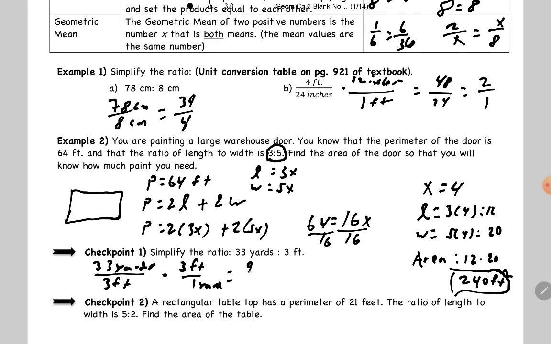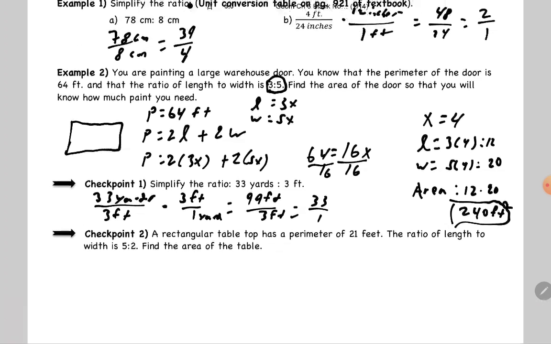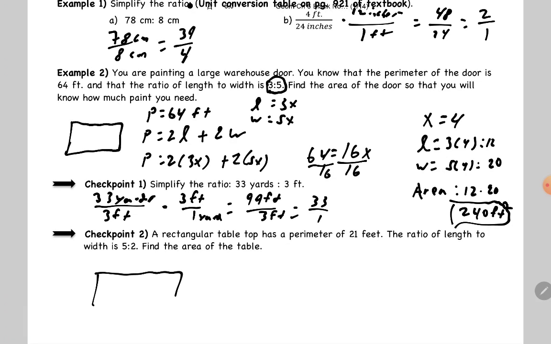So I have 99 feet over 3 feet, so I will get 33 over 1. So we have a rectangular table. Perimeter is 21 feet. And then length is 5x, width is 2x. So let's use our formula here.